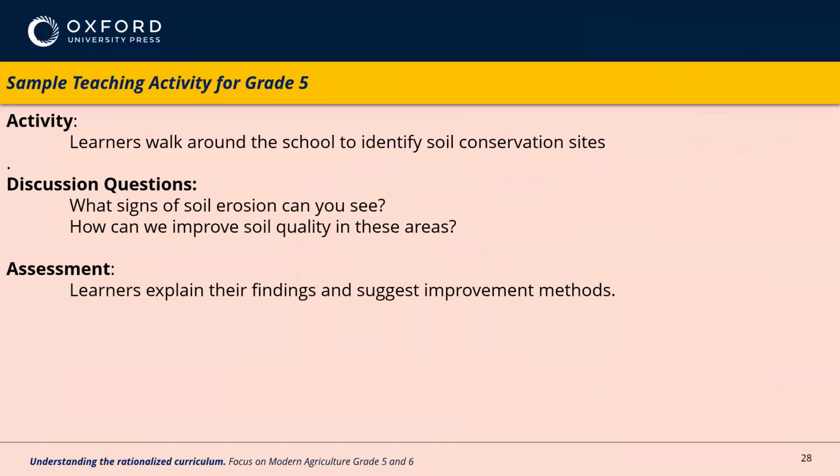So that's a sample teaching or learning activity for grade 5. We have gone through it, where the activity is about learners walking around the school to identify soil conservation sites. Then, of course, we have discussion questions. So we have communication, then collaboration, and again, inquiry-based learning. Then, of course, we have an assessment in the same activity where the learners will explain their findings and even suggest improvements. That's an activity from grade 5. We can move on.